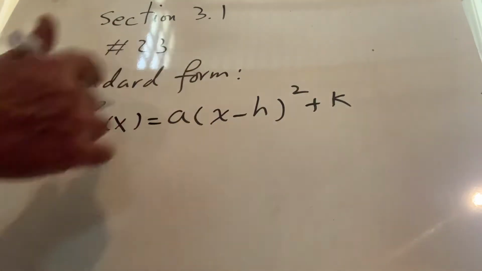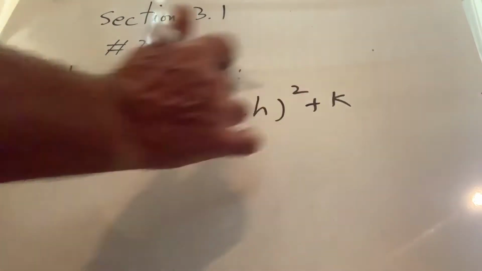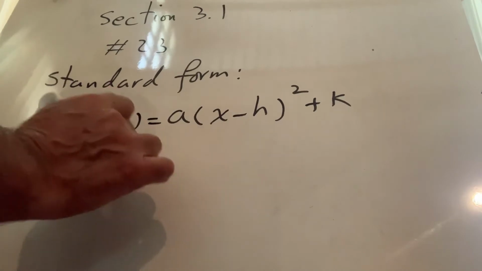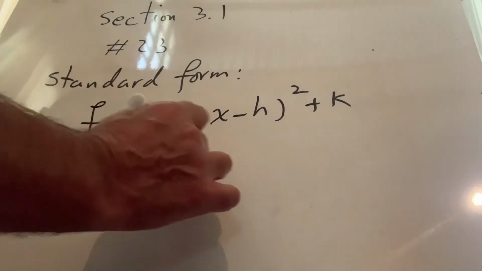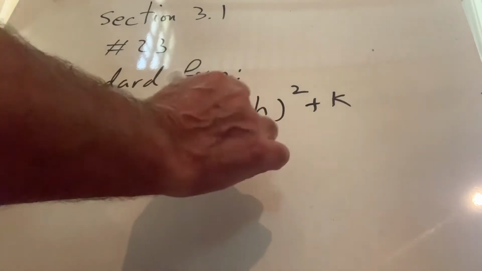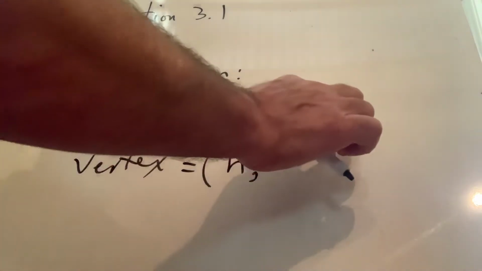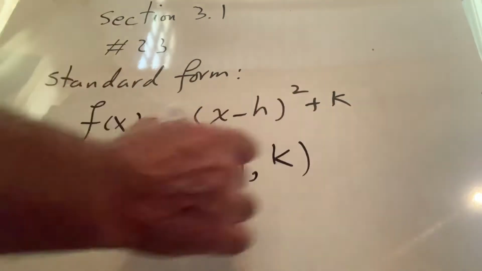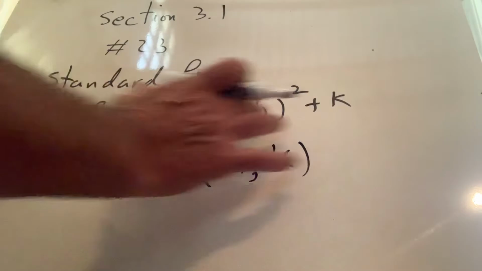Now the good thing about the standard form is that the vertex, which is the most important information, is right in front of you. Anytime your function is in this form, we say the vertex is h, whatever the h is, that's your x coordinate. And of course, k will be your y coordinate, okay? And this is your vertex. But it has to be exactly in that form.